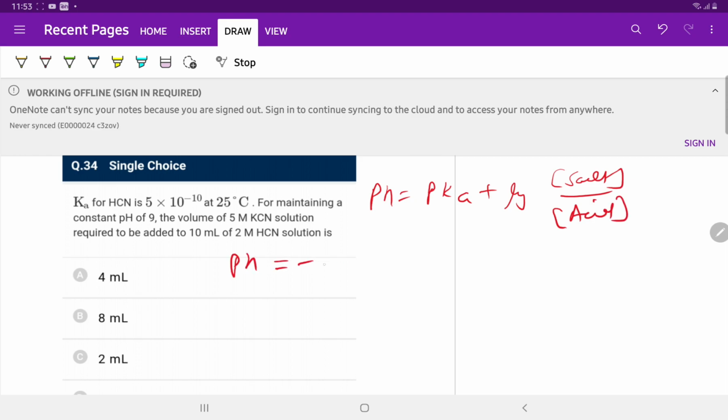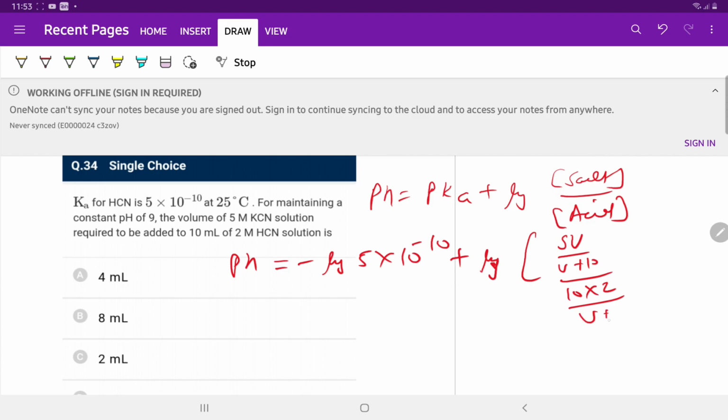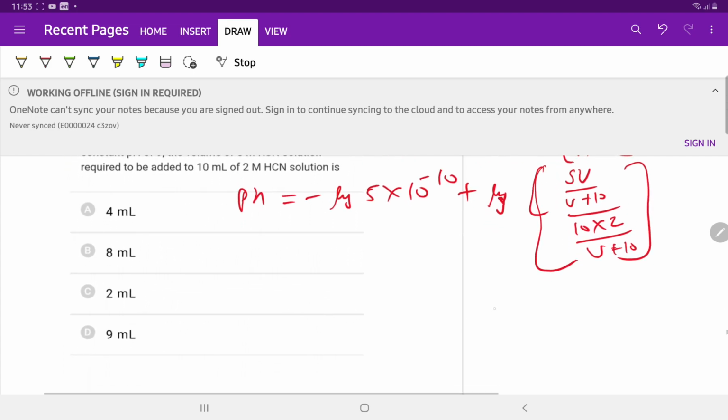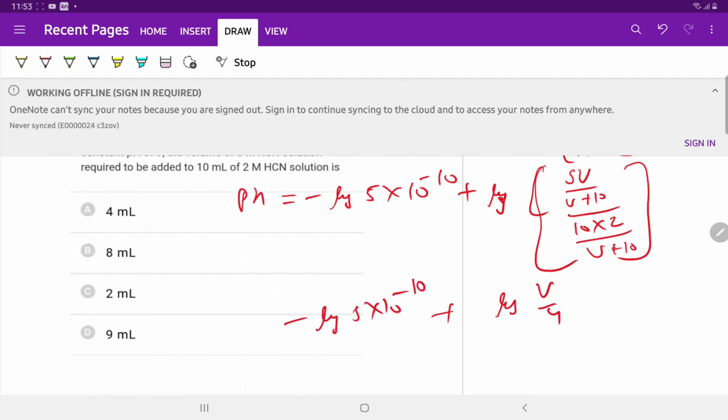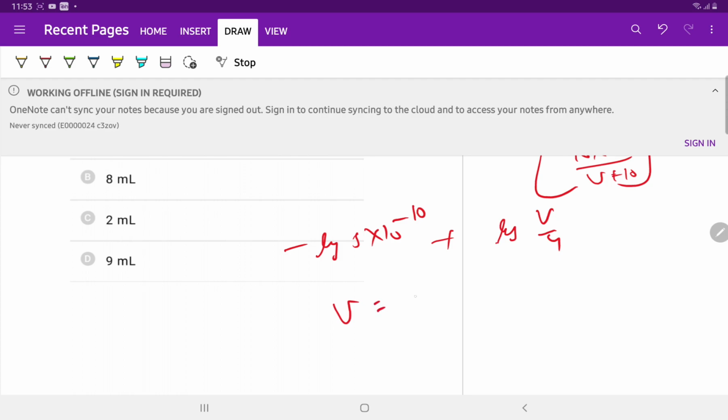So pH is equal to negative log of 5 into 10 to the power minus 10 plus log of 5V upon V plus 10 into V plus 10 upon 2. On solving this expression, we will get log V by 4 plus negative log 5 into 10 to the power minus 10. V is equal to 2 ml. So option C is correct.